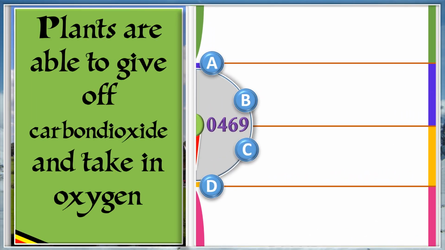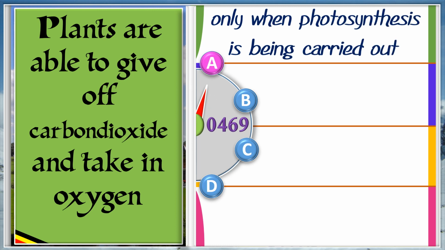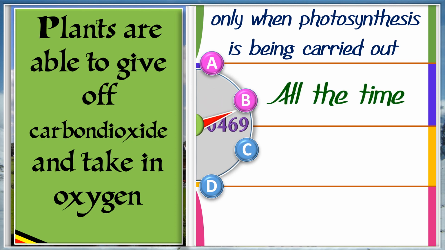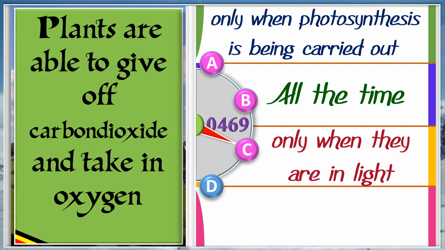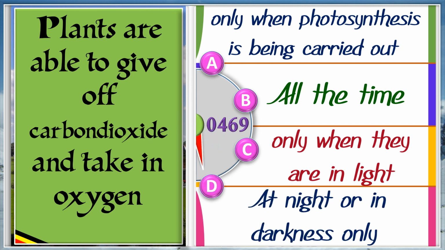Plants are able to give off carbon dioxide and take in oxygen: A. Only when photosynthesis is being carried out. B. All the time. C. Only when they are in light. D. At night or in darkness only. And the answer is D. At night or in darkness only.